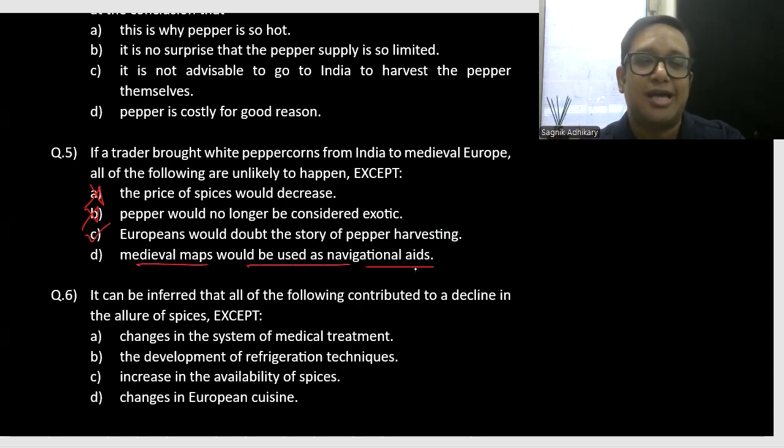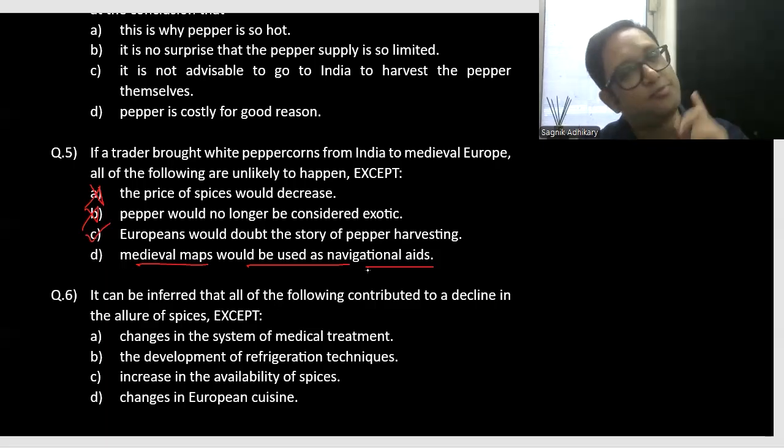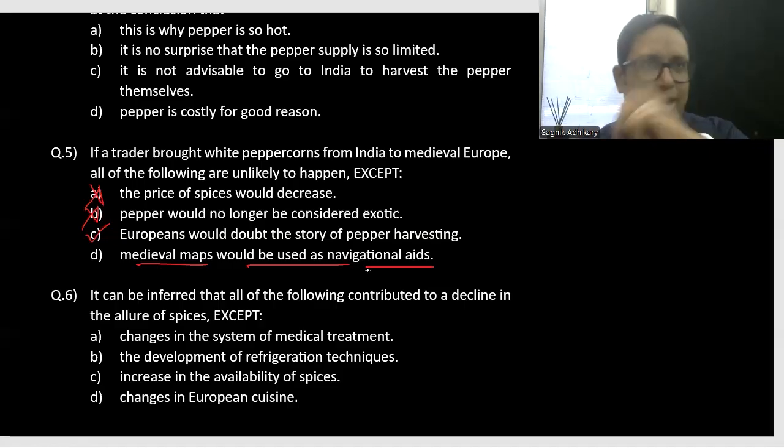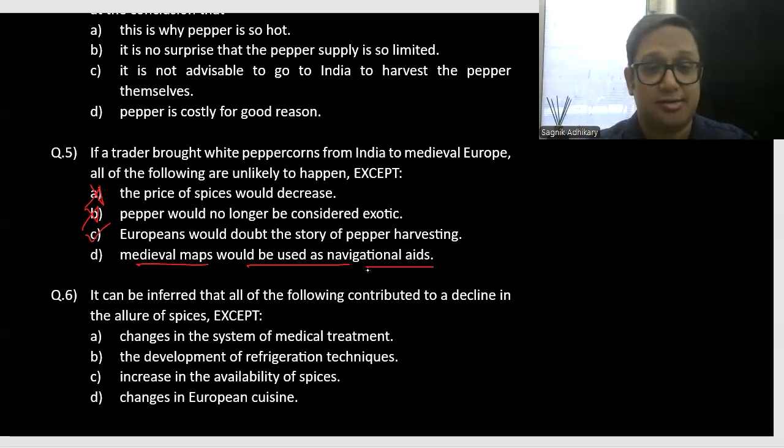Medieval maps would be used as navigational aids. Medieval maps were mentioned in this, but medieval maps were not directly connected to the idea of this misconception about how pepper is harvested in India, how pepper trees were guarded by snakes and the trees had to be burned down, hence the black peppercorns, or why are there then white peppercorns or pink ones or other colors, etc., etc.